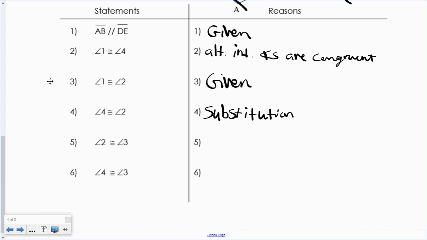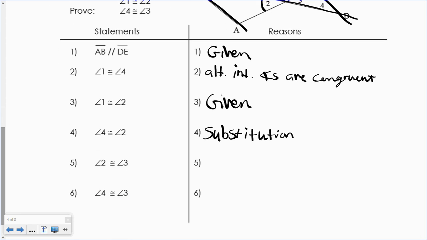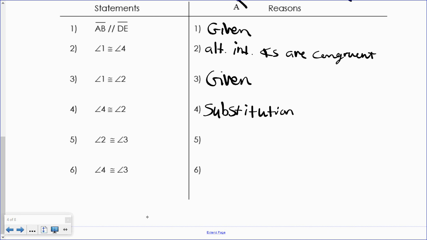Okay? Look back at the picture. Why would 2 be congruent to 3? Because... Oh, no, but you don't say they're vertical. Vertical angles are congruent. Alright, that's how I know 2 is congruent to 3.